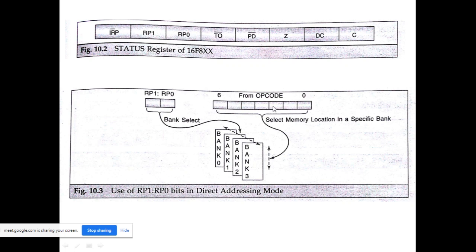You know that every instruction of this microcontroller is 14 bits wide. Those 14 bits contain the code of the operation corresponding to that instruction, and they also contain the address of the location in the data memory for the operand. So if you can understand that.